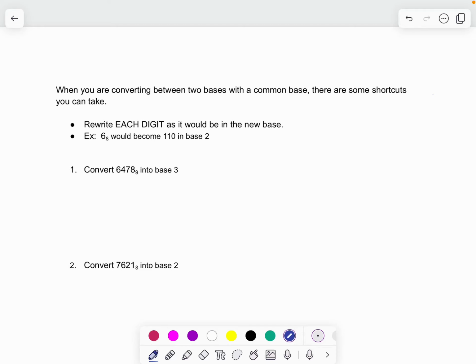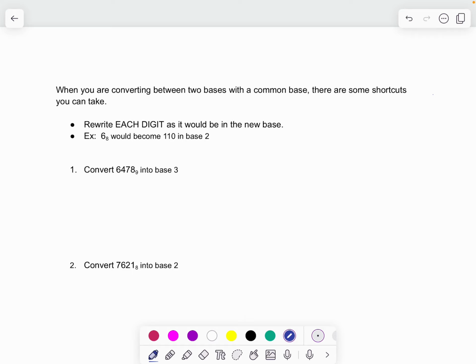In this video, we're going to talk about how we can convert between two bases that have a common base. Now, we already learned last week that you can rewrite the value in base 10 and then convert it into the desired base. However, there are times where the two numbers will have a base in common, such as they are both connected via base 2 or base 3. Those are the most common ones I have seen.